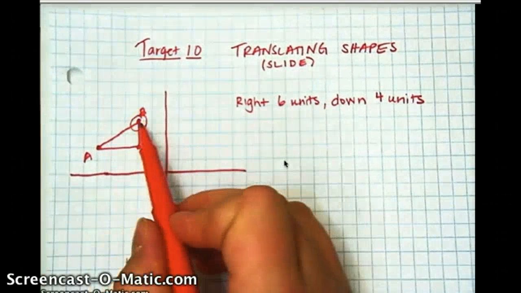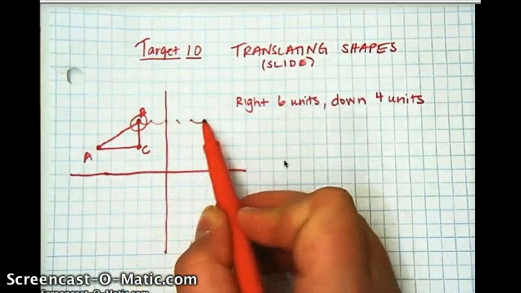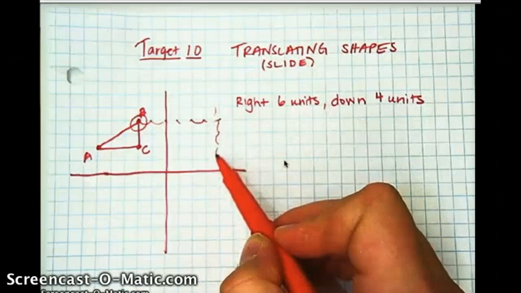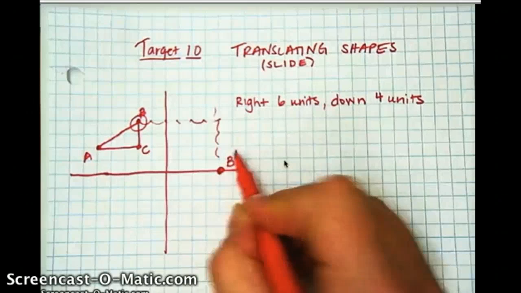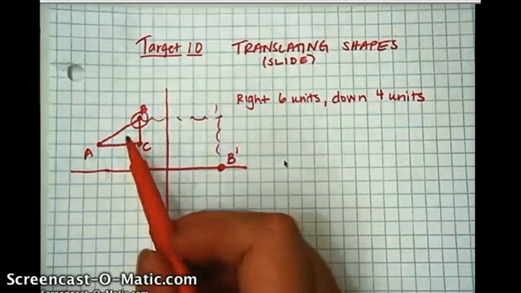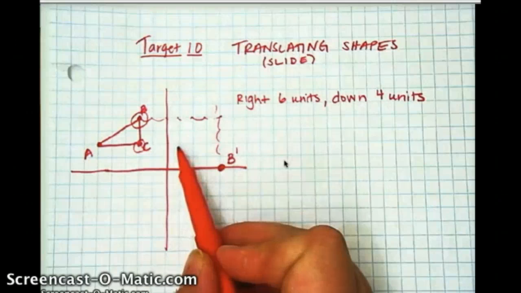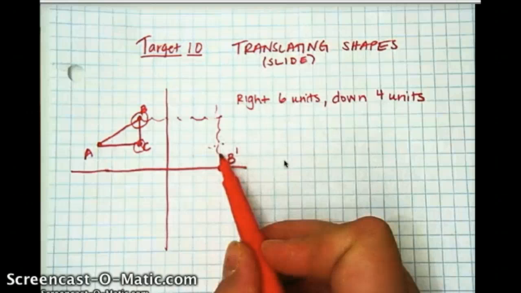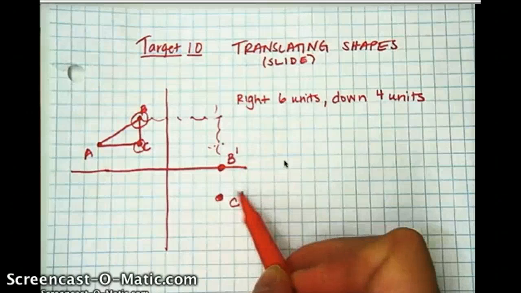Okay? And I'm going to count 6 to the right, 1, 2, 3, 4, 5, 6. And then I'm going to count 4 down. 1, 2, 3, 4 down. And there is my new B, which I'm going to label B prime, because it's my new one. Okay. Then I'm just going to take C and do the same thing. 6 to the right. 1, 2, 3, 4, 5, 6. And then I'm going to count 4 down. 1, 2, 3, 4 down. And there's my new C.